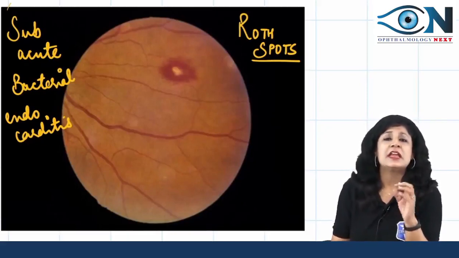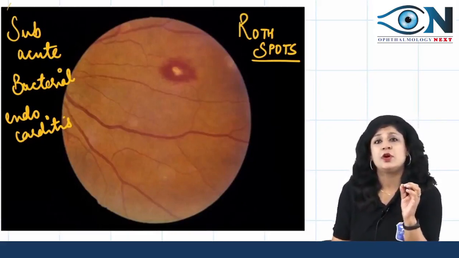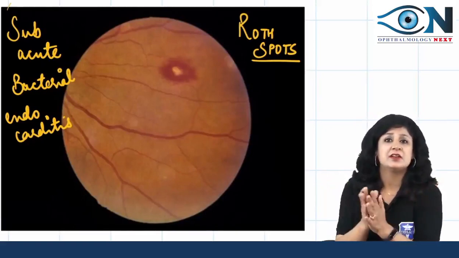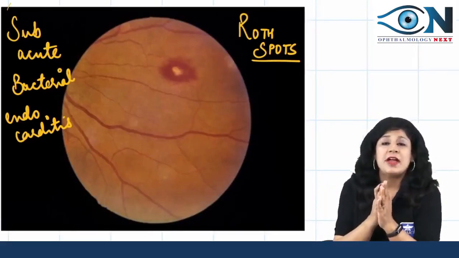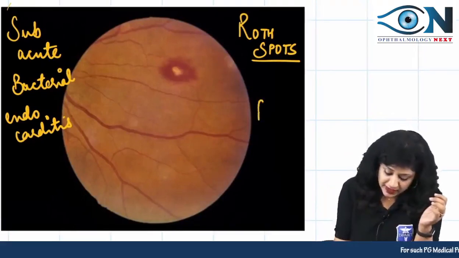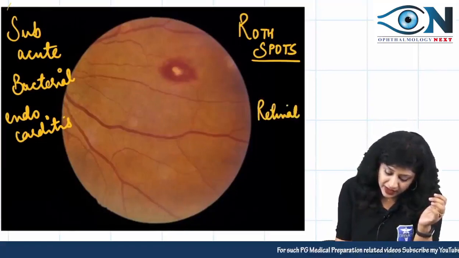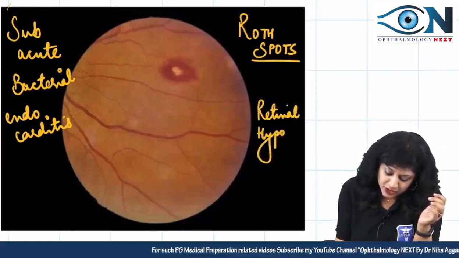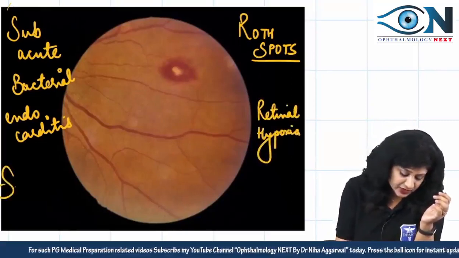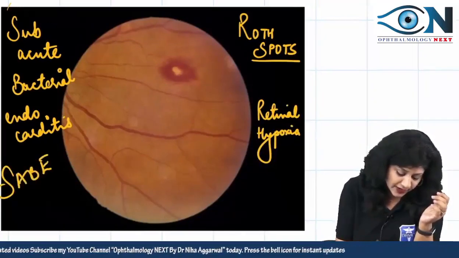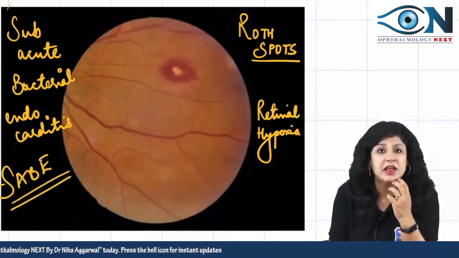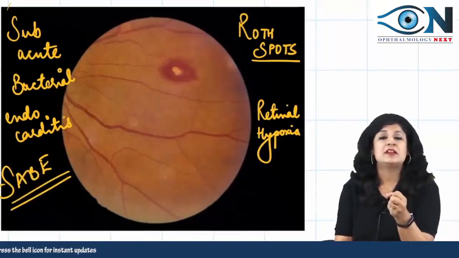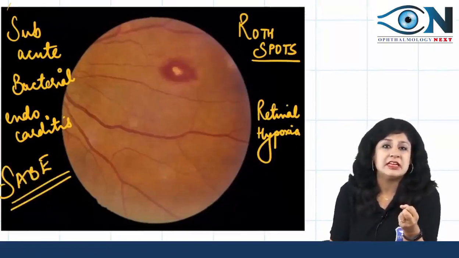So obviously it is important for your examination as far as the integrated questions are concerned. Now why do we get these Roth spots? We get them due to retinal hypoxia. So in patients of endocarditis, that is subacute bacterial endocarditis, we have retinal hypoxia, and due to this retinal hypoxia, we start getting these Roth spots.